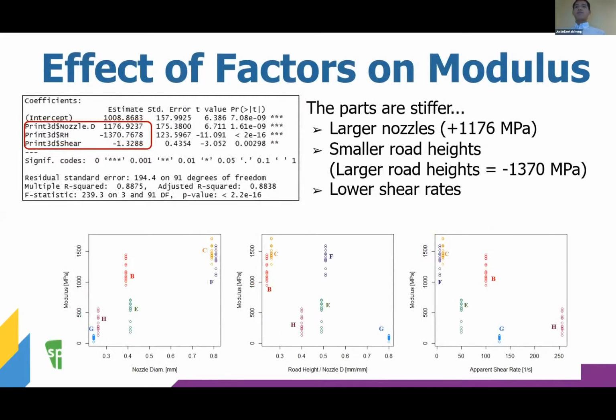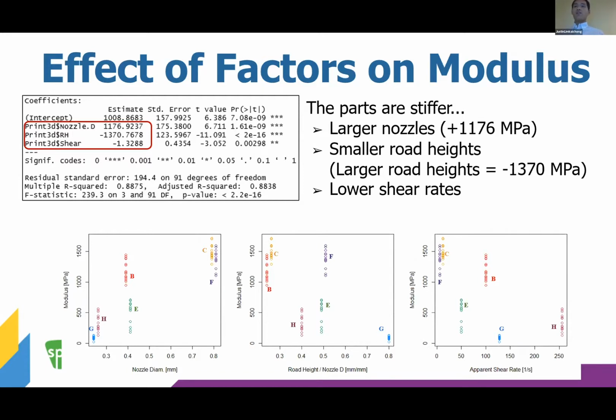Furthermore, in terms of our modulus, or how stiff our parts were, you see that for larger nozzles, you can see that in the pictures themselves. Again, also from other literature, you typically have an increase in strength once you print with these larger nozzles because you're also depositing more material. The larger nozzles were around 1,176 megapascals stronger, which makes your part stiffer in some sense.